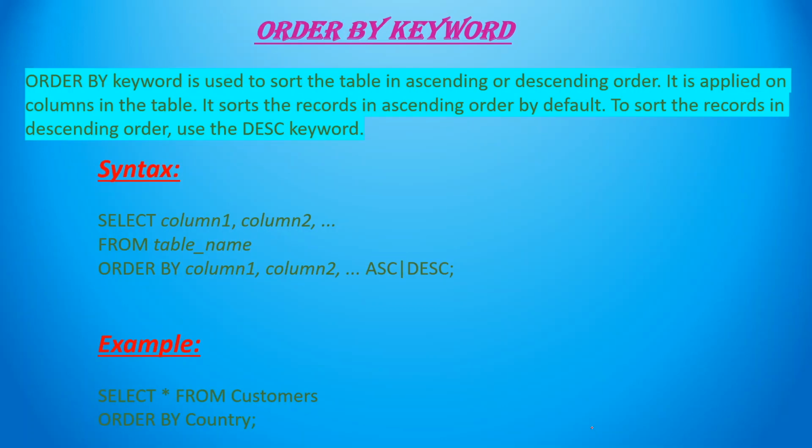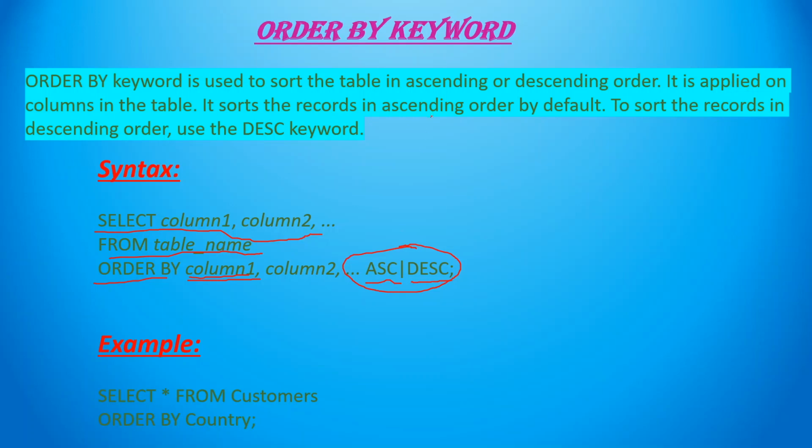Next is the order by keyword. The order by keyword is used to sort a column of a table or a table on the basis of ascending or descending order. Here is the syntax. Select column. You can select one column or more than one column from the table. Order by, and order by is your keyword. After order by, you have to specify the column name whose ordering you want to do in ascending or descending order. You have to write ASC for ascending and DESC for descending.